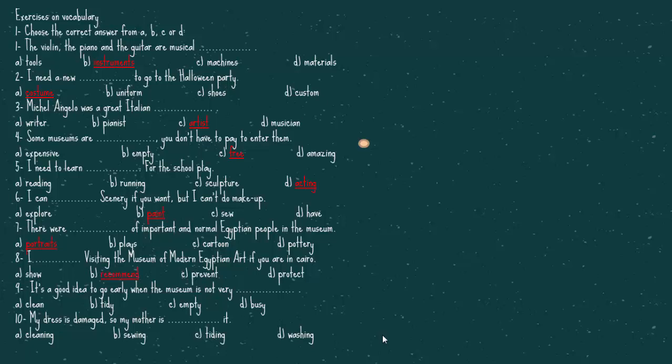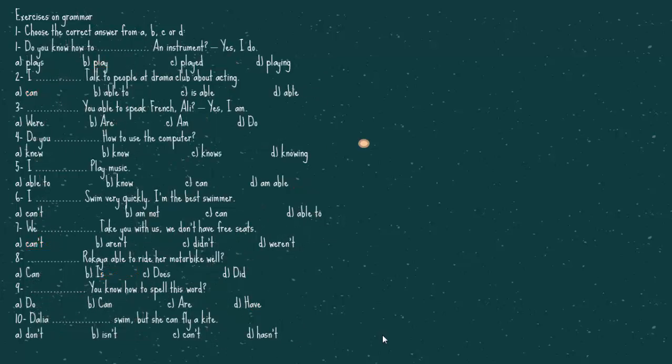Number 9. It's a good idea to go early when the museum is not very busy. Number 10. My dress is damaged, so my mother is sewing it. So let's do this exercise on grammar. The first one. Do you know how to an instrument? Yes, I do. So the answer is play.